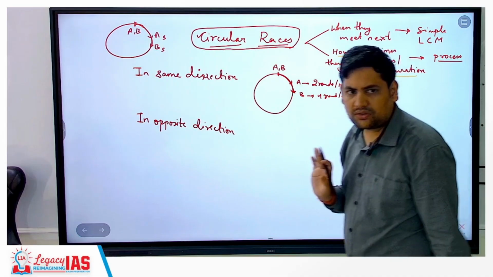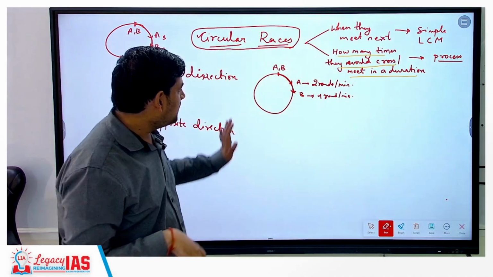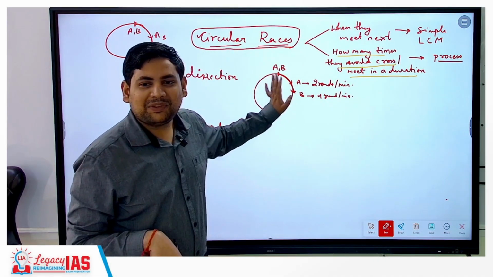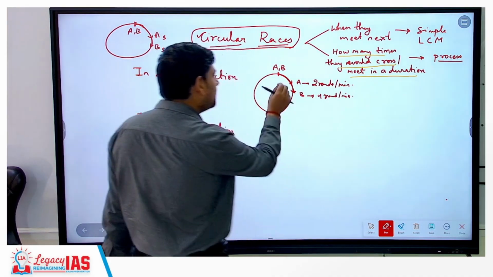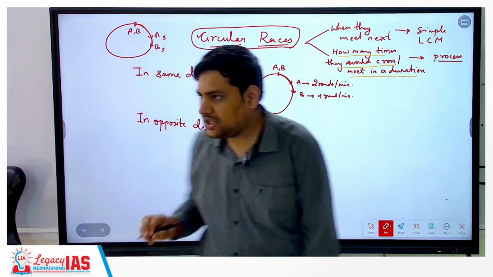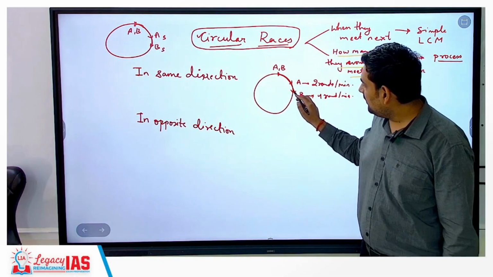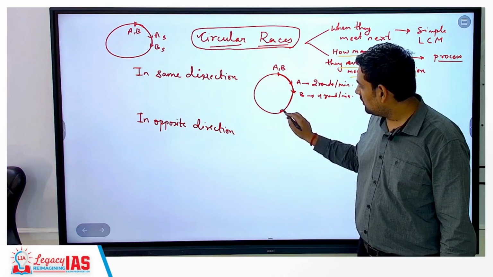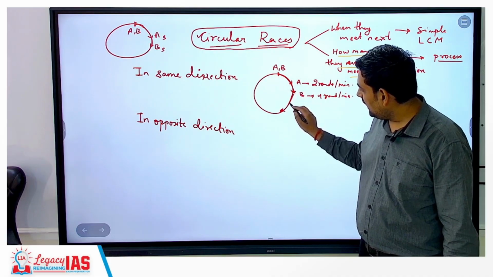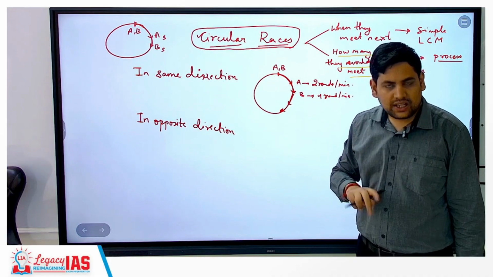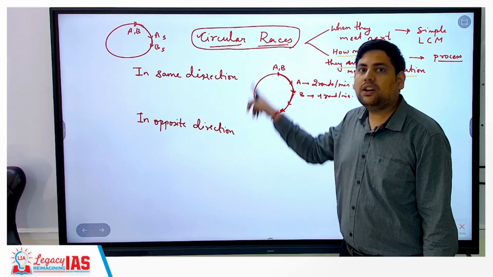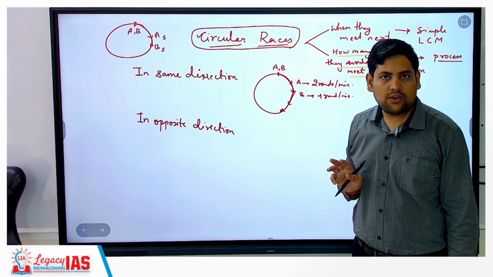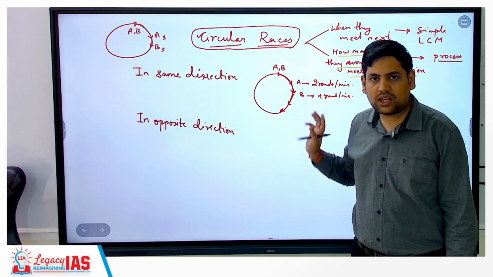Just intuition you have to develop here. A completes 2 rounds in 1 minute and B completes 4 rounds in 1 minute. Now when they will cross each other, understand that B is moving ahead, so B will keep on moving ahead of A, and A will be following B. They will only cross when B completes one more round than A. That is the only scenario they can meet.